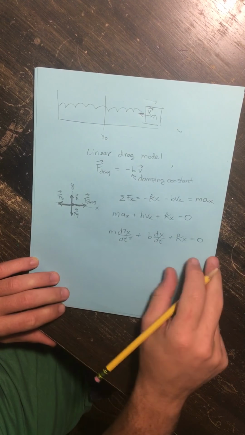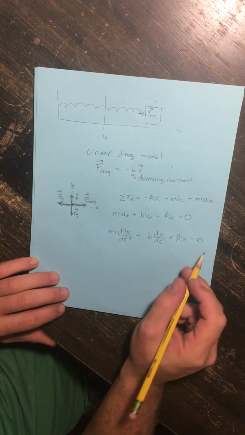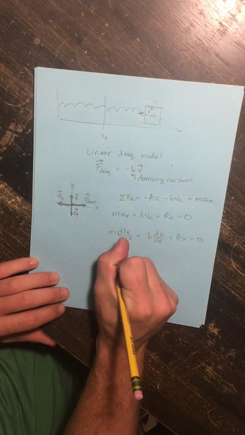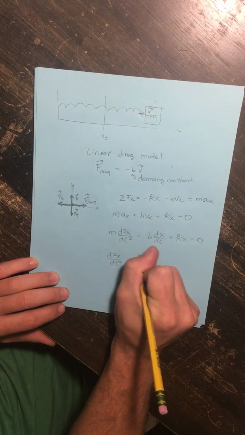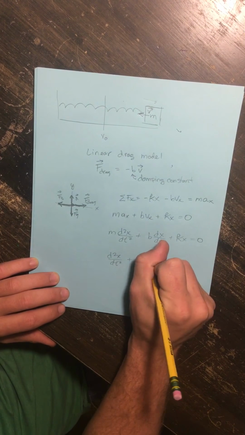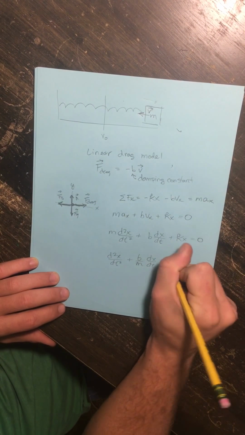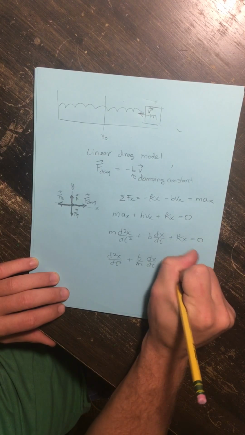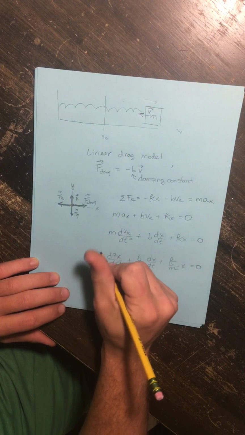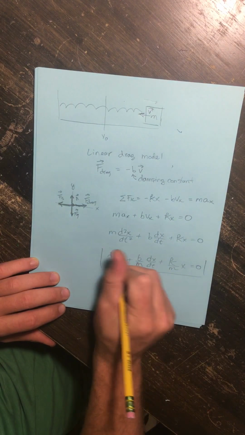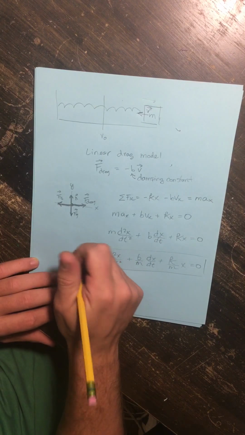And just to get everything in the same form that we have in the book, I'm going to divide both sides by m, and we end up with the second derivative with respect to time of the position, plus b over m times the first derivative with respect to time of the position, plus k over m times x, is all equal to 0. And this is our equation of motion. I'm going to call this equation 1.